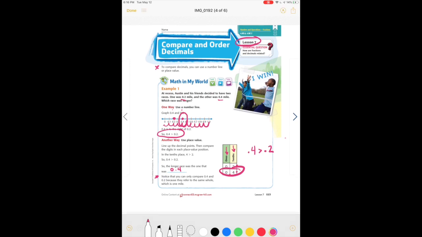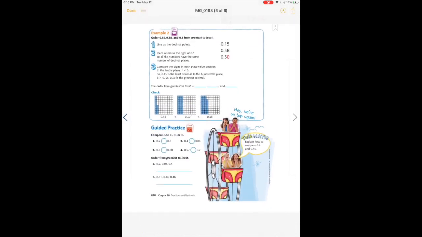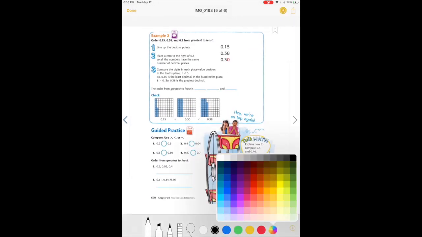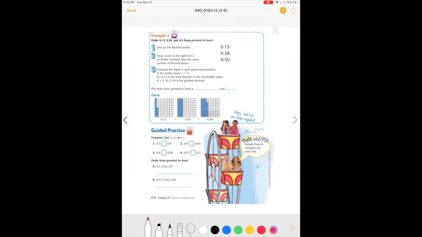All right? Next page, example 2. Let me turn my marker on. Order 15/100ths, 38/100ths, and 3/10ths from greatest to least. Remember, when we are ordering, it is super important to pay attention to what order they want us to put it in, which in this case is greatest to least. So they're lining up the decimal points, all right?